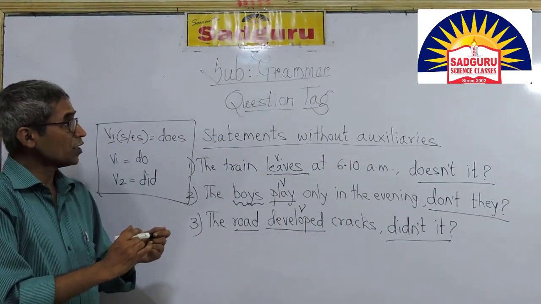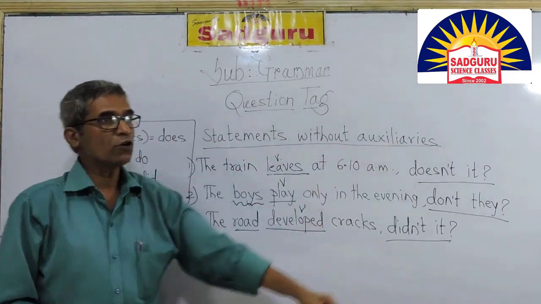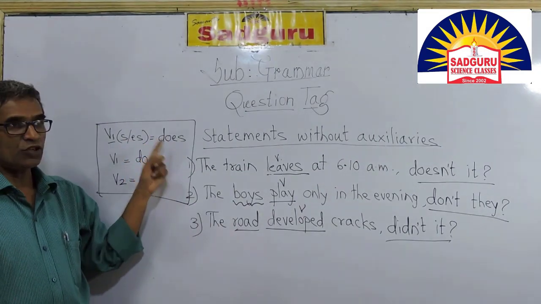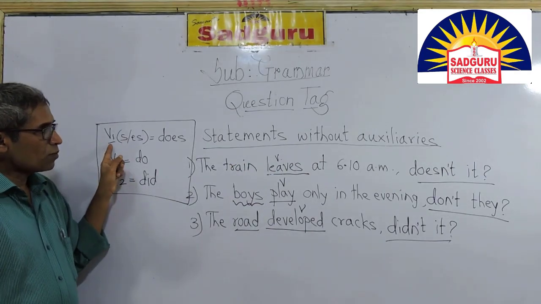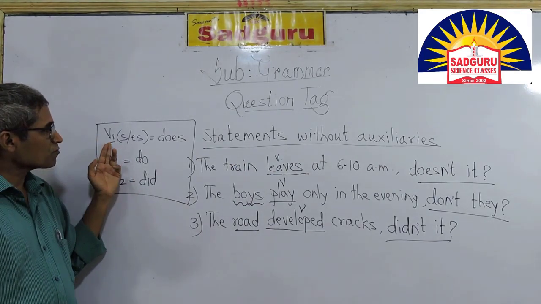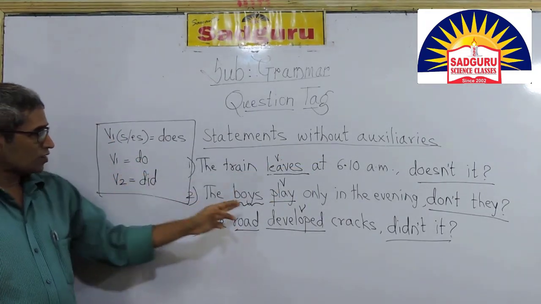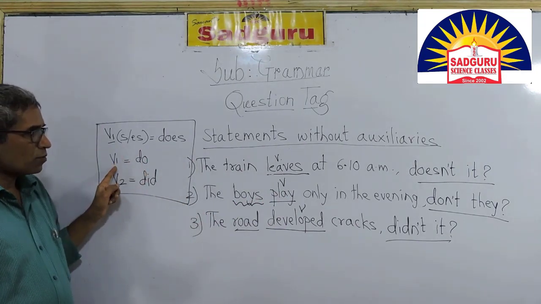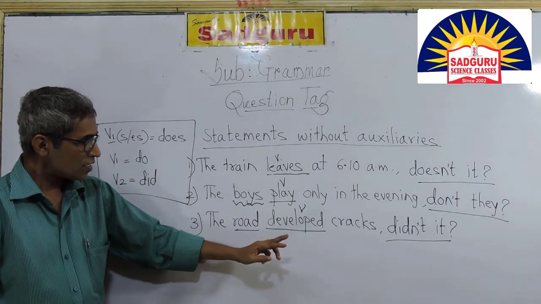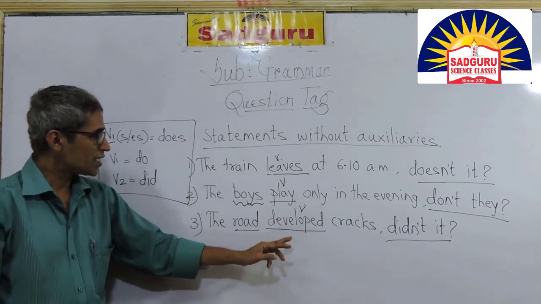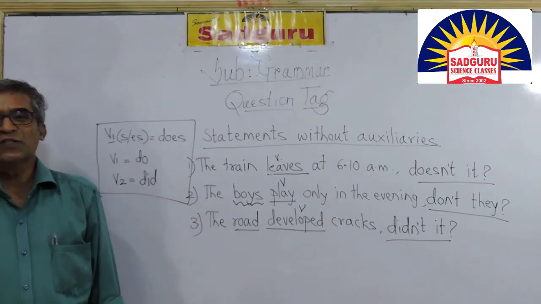Remember, when there are no auxiliaries, if the statements are without auxiliaries, then you will have to use this trick. You have to use this method. If the statement has verb number 1 or first form of a verb with S or ES, take does. If the statement has first form of the verb, then take do. And if the statement has past tense verb or second form of the verb, take did like in this sentence. I hope you understand.